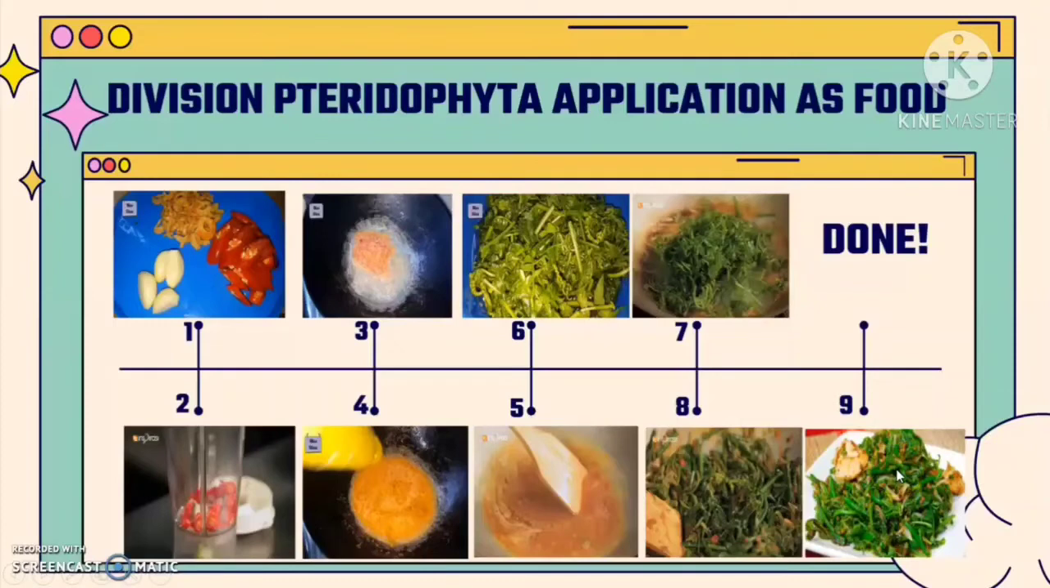Okay, that's what we usually eat, right? As a Malaysian. Okay. So, division Pteridophyta application as food contain many benefits, such as these contain vitamin C, which will give benefits for better eyes health, and it also contain vitamin C, which will boost the immune system and help in the production of collagen in our body.